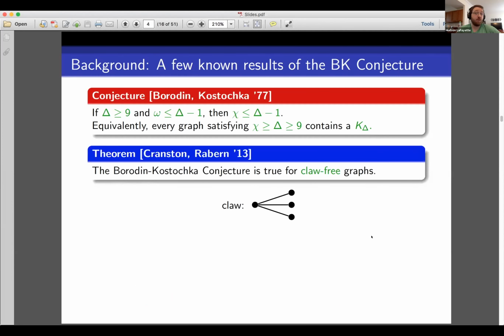And some known results pointing to this being true: it's true for claw-free graphs. Cranston and Rayburn proved that in 2013. The dash-free meaning we're forbidding it as an induced subgraph, so claws can't be induced. We'll see that dash-free later in the talk as well.